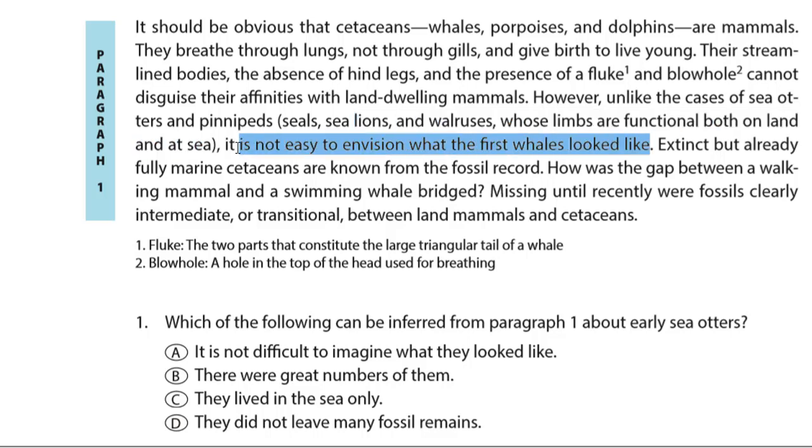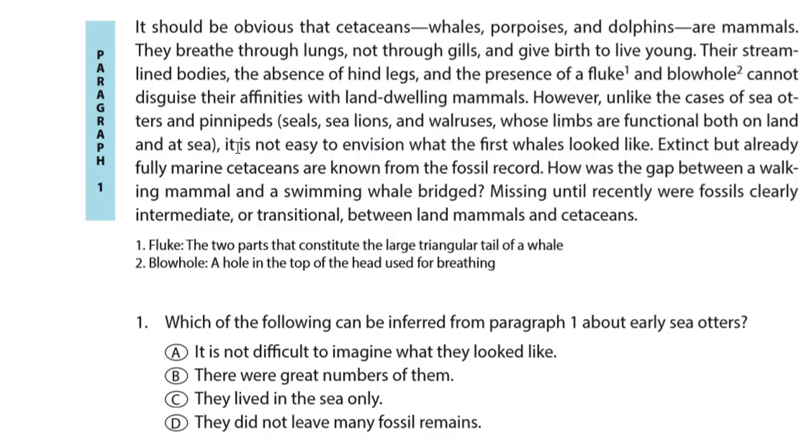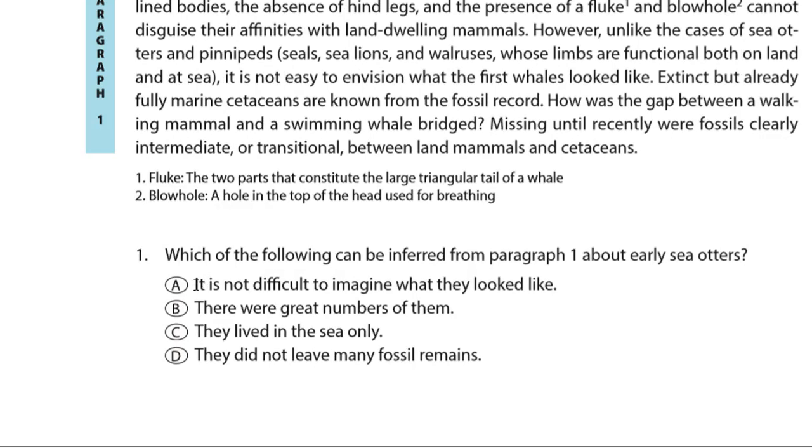Here's our key sentence. What does that mean? It has another meaning. It actually means that it was easy to envision the other creatures. So now we read A. It is not difficult means it is easy. It is easy to imagine what they looked like. Now we're talking about the sea otters, which means they. So A is the correct answer.